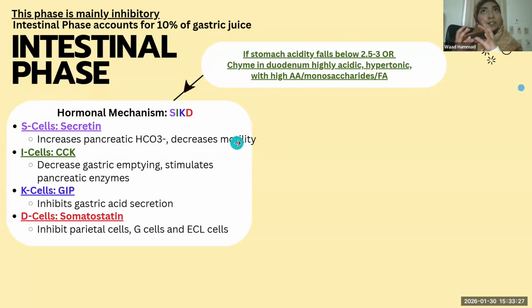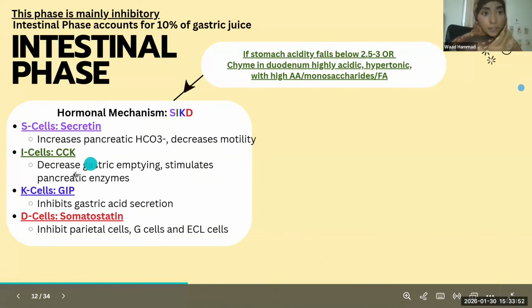And why we're trying to decrease motility is that if we have too much motility, even more chyme will go directly into the duodenum, and it will still be messed up with low pH and high amino acids and everything bad that we don't want. So secretin tells our stomach to calm down, and it tells it to stay in the stomach a little bit longer so we can digest it or figure out whatever's going on. Okay, so that's for our first cell, S for secretin.